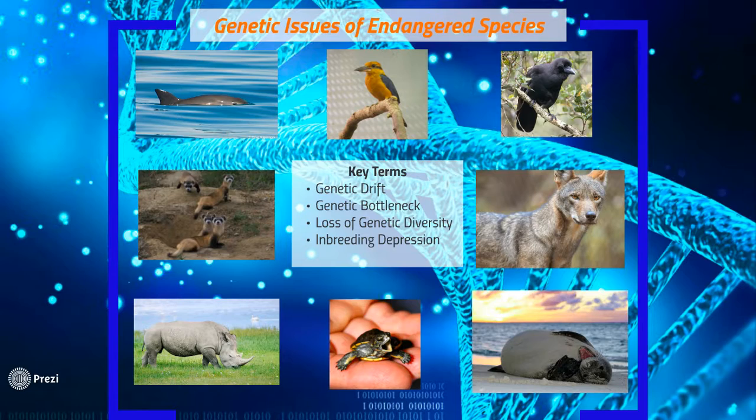Other species mentioned include the Micronesian kingfisher subspecies, black-footed ferret in the Midwestern U.S., western pond turtles in Washington, cheetahs throughout Africa, and red wolves in the southeastern U.S.